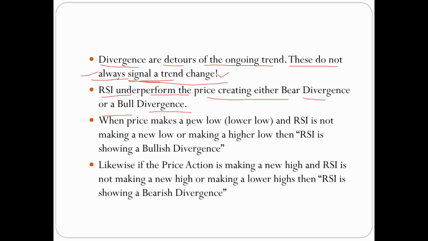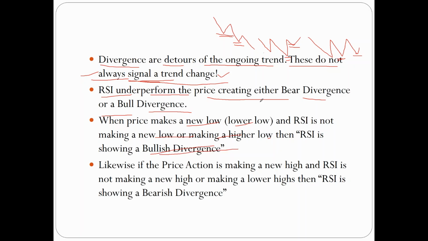Now, when the price makes a new low, that is a lower low, and RSI is not making a new low, or it's making a new high. So this is price and this is RSI. Instead of making a new low, RSI does not make a new low. It makes a new high, or rather it remains where it is. So that shows a bull divergence, right?